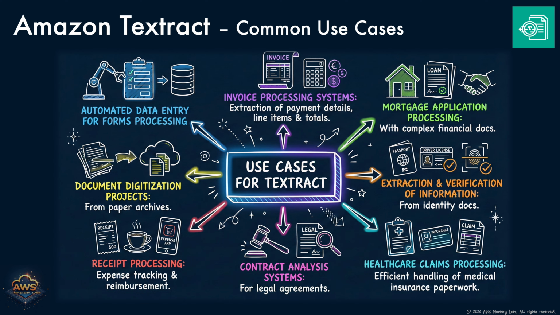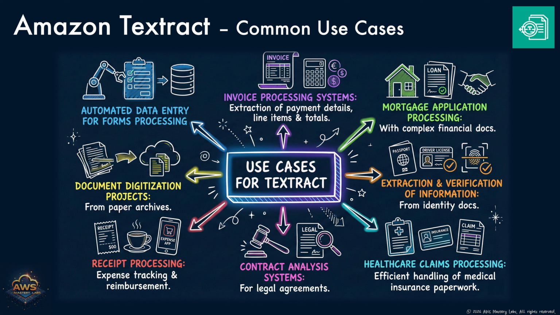In the mortgage industry, Textract simplifies mortgage application processing, handling a wide array of complex financial documents, W-2s, pay stubs, tax returns, extracting and organizing relevant information to streamline underwriting and compliance. For identity verification, Textract supports ID verification workflows, extracting key details such as names, dates of birth, and document numbers from passports, licenses, and national IDs, critical for KYC and onboarding flows.